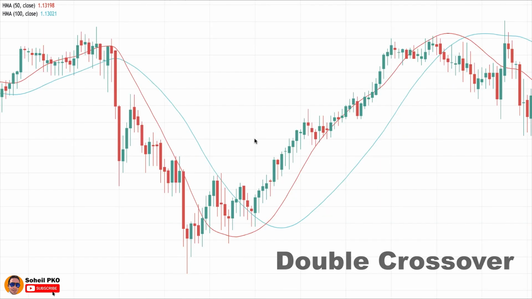We can also use two Hull moving averages to have buying or selling signals based on their crossovers, which is called double crossover. Like the previous example, one is shorter and the other is longer. When the shorter moving average crosses above the longer moving average, it's a bullish signal, it's a buying signal actually, and when the shorter moving average crosses below the longer moving average, it's a bearish crossover, it's a selling signal.